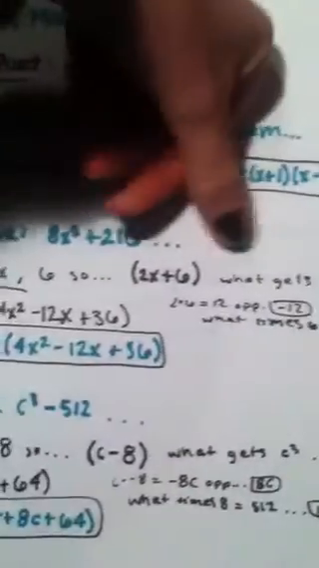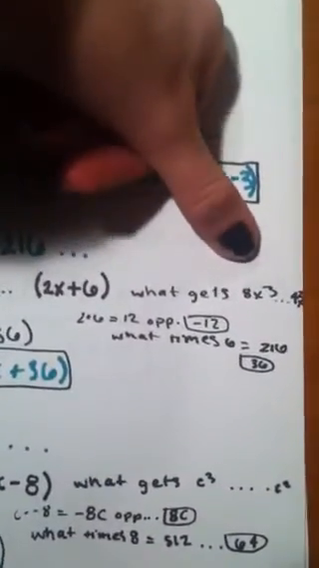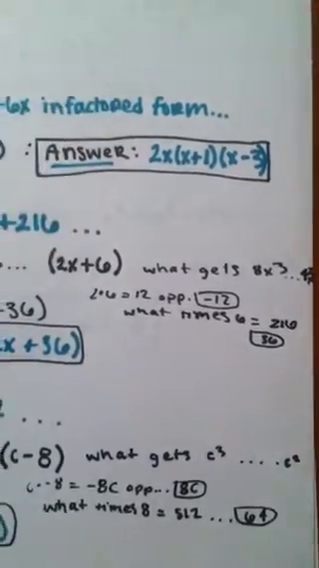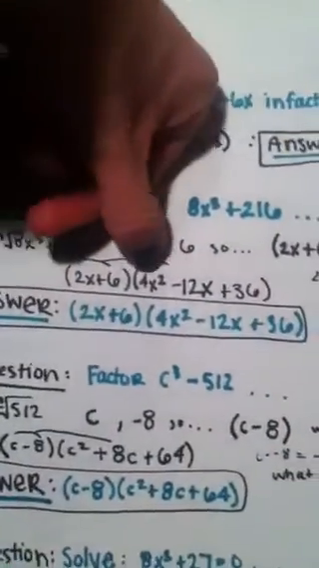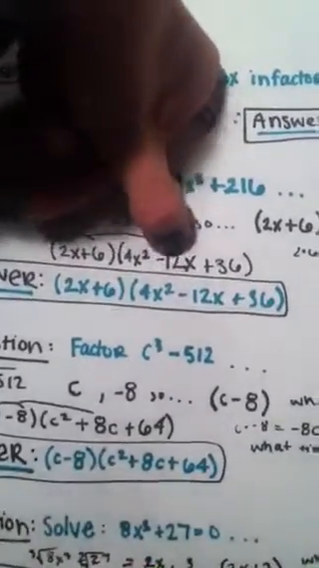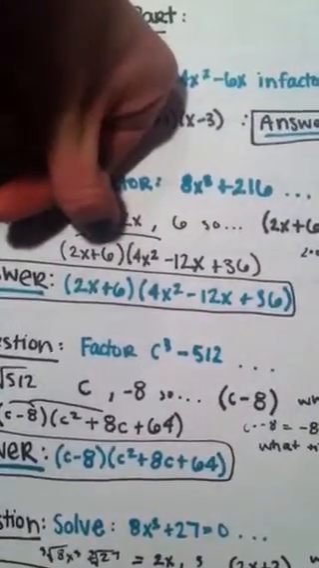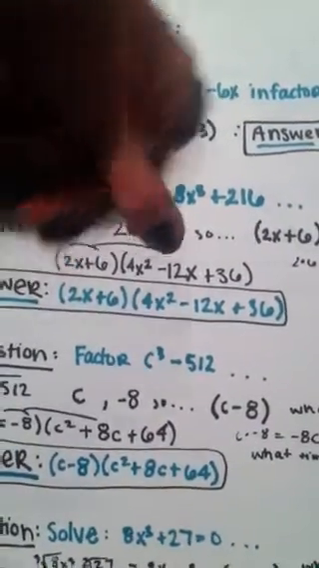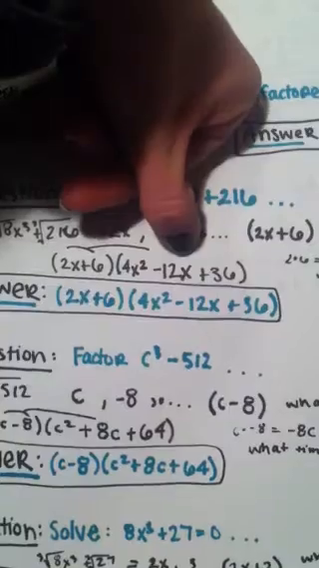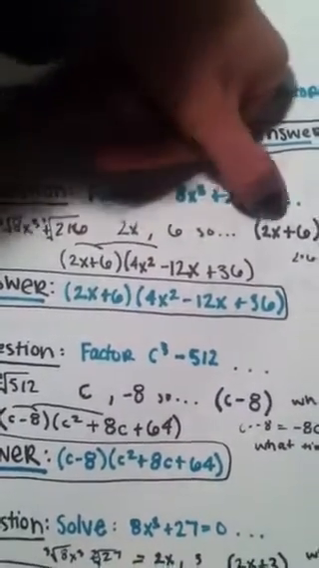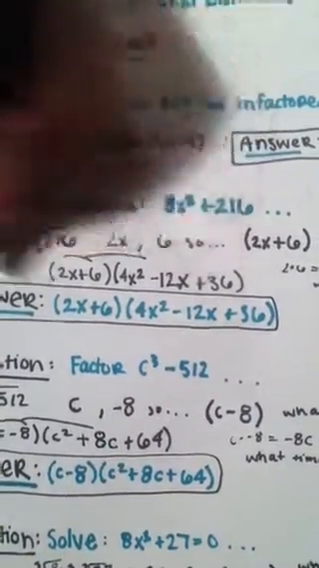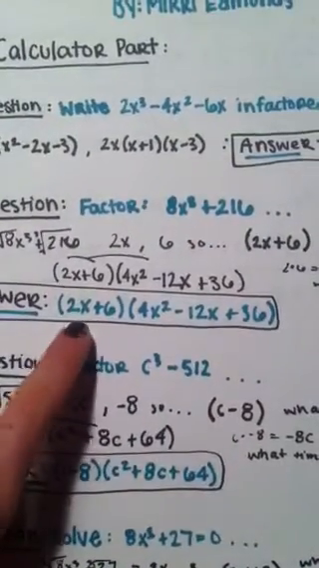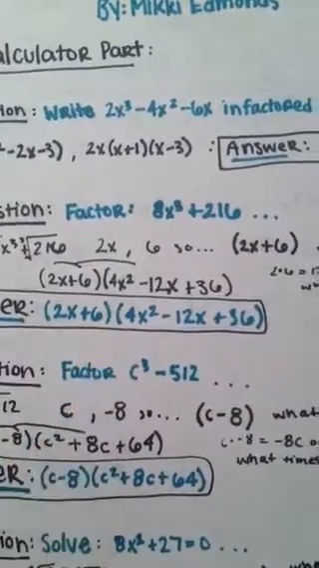So then you have to think what gets you 8x cubed times 2x, and that's 4x squared. So you have 2x plus 6 times 4x squared. Then to get the second term, you do 2x times 6, which is 12x. But then you have to change the sign, so it's negative 12x, so minus 12x. And then what times 6 is equal to 216, and that's 36. So that is your answer, the quantity of 2x plus 6 times the quantity of 4x squared minus 12x plus 36.